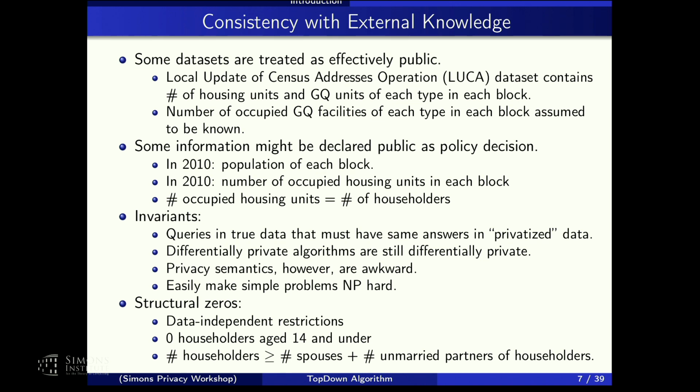We have another name for restrictions on the data that don't depend on the actual data set itself, and these are structural zeros. It's not always a good term. It's called structural zeros because some counts are supposed to be zero. For example, we can't have any householders that are under 14. But other structural properties, like the number of householders being greater than or equal to the number of spouses and unmarried partners of householders, have to hold in the data.